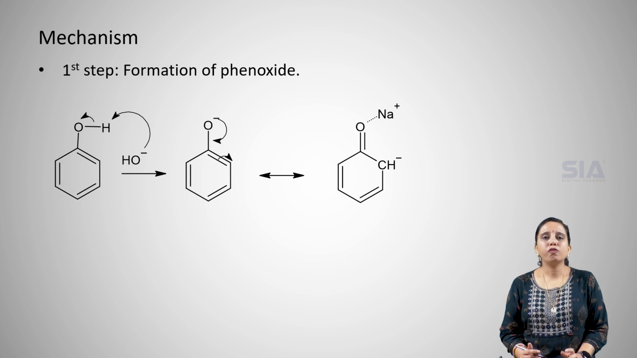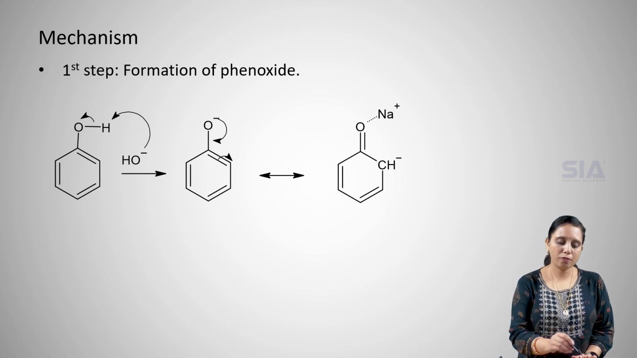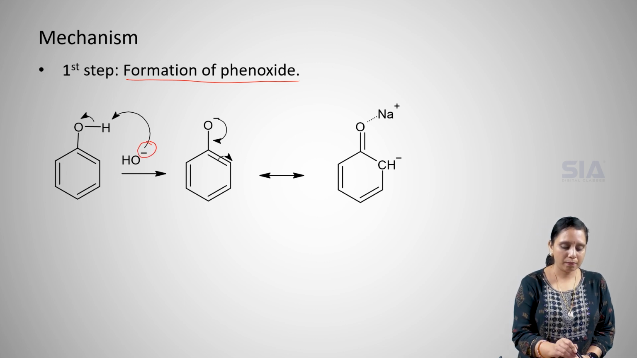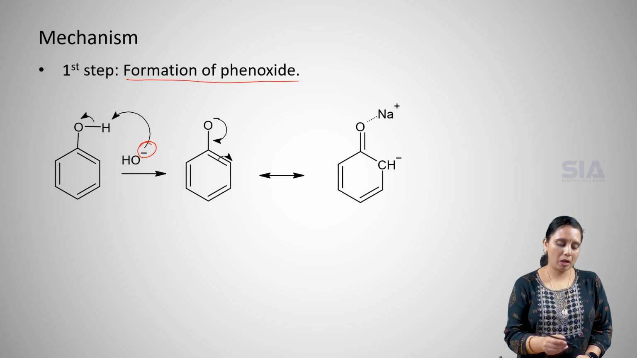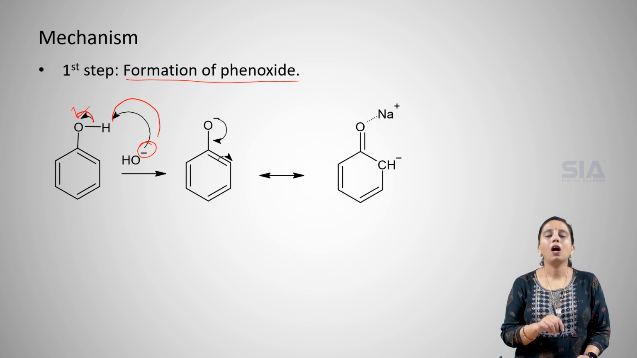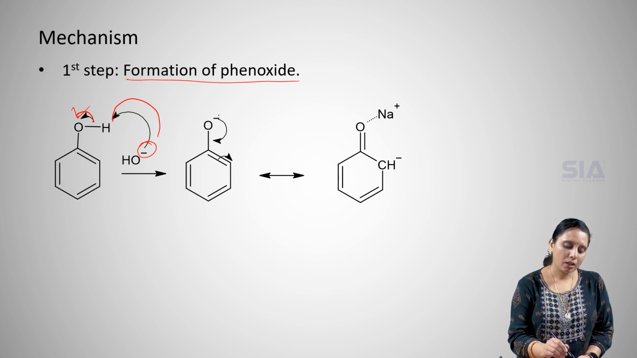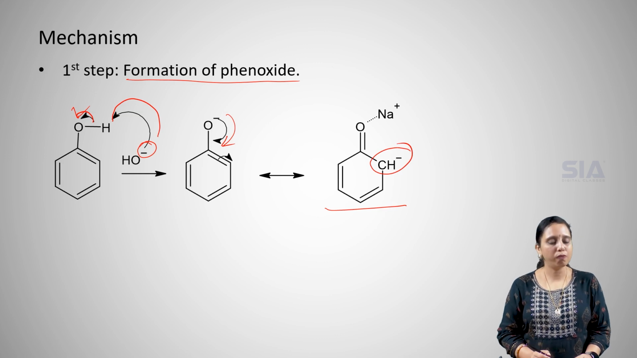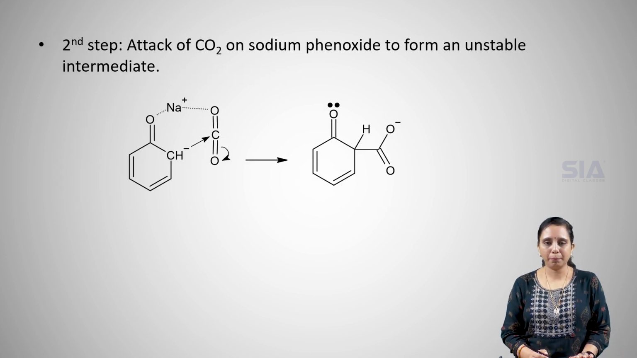So the mechanism consists of 4 steps, and the first step is the formation of the phenoxide ion. As we can see, the negative charge on the hydroxide ion is shifted onto the proton here, and the bond between oxygen and hydrogen is shifted onto the oxygen atom as a negative charge. Now this undergoes resonance, delocalization, to form like this. Now here the carbanion is formed. As you can observe, the carbanion is formed in this step.